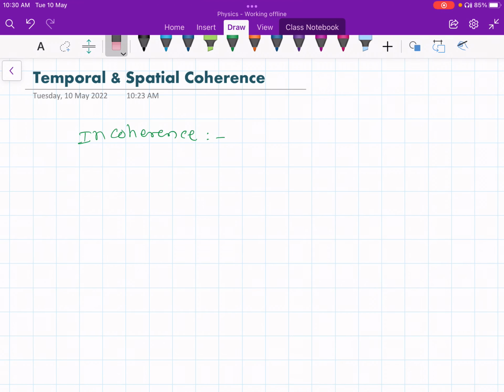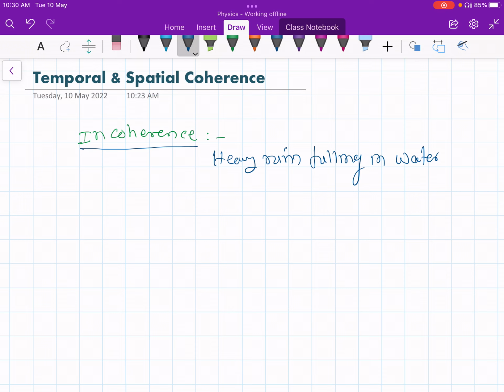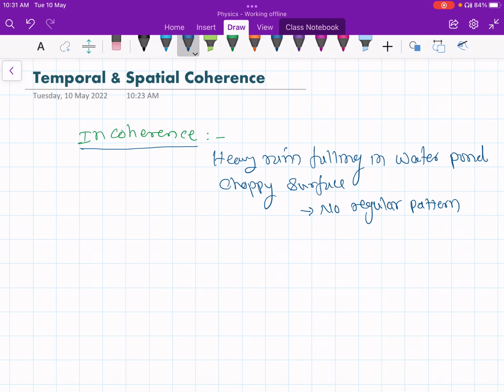Temporal and spatial coherence. Let's first try to understand what incoherence is. I will give an example of heavy rain falling on a water surface, or falling in a water pond. What kind of surface will you see there? You will see a choppy surface. Choppy surface means there is no regular pattern. Whatever pattern you see keeps on changing. So you will not see any regular pattern when heavy rain is falling on the water surface.